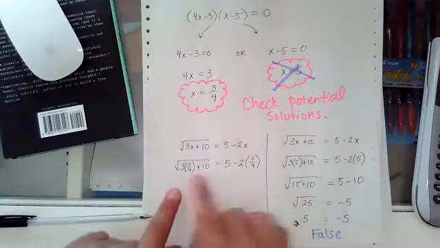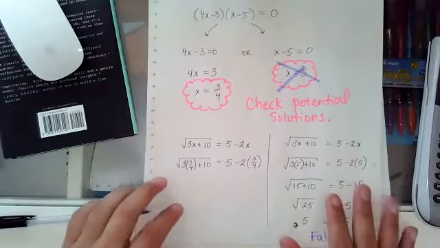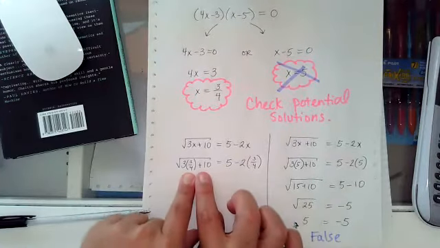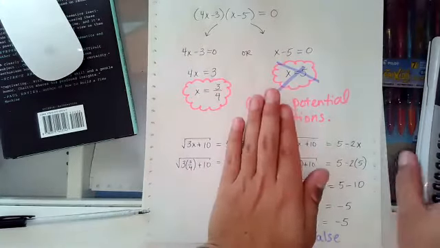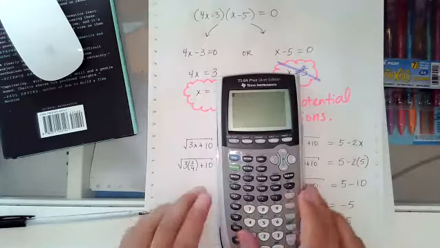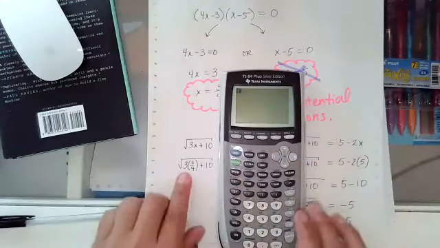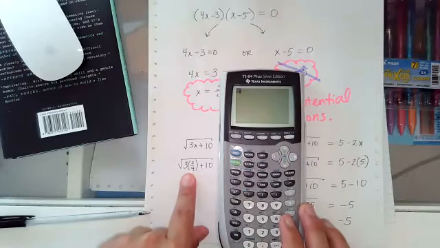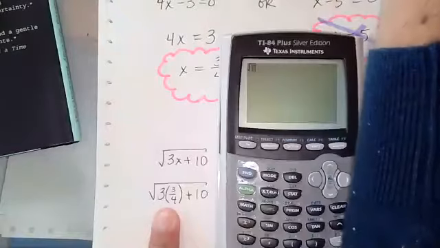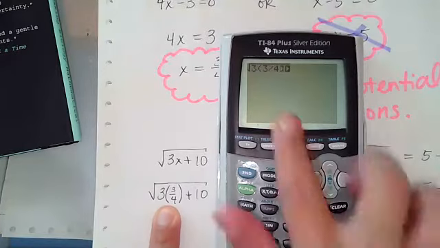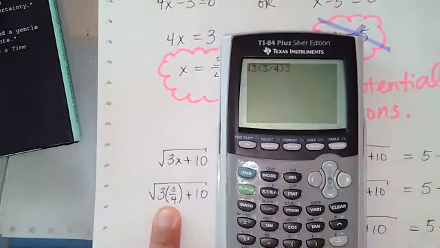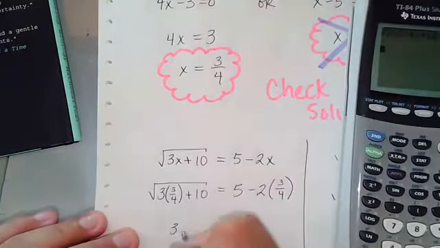And usually I like to do some razzle dazzle here to impress the viewers at home. But you could just do these in the calculator, right? So what I would do is just type into the calculator the square root and then put this expression inside the square root. So let me see if I can zoom in. I have 3 times 3 over 4, and that's the same thing as 3 divided by 4, plus 10. I get 3.5. So I'm just going to write this as 3.5.